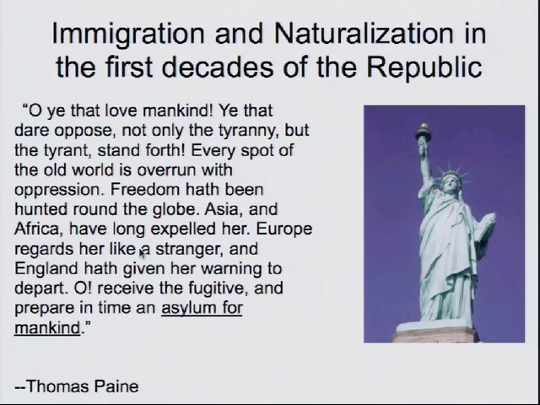I'd like to start with this quote by Thomas Paine, who was a fairly important figure in the Revolutionary period. He wrote a pamphlet called Common Sense, which sold very, very well during the Revolution. And I believe this is from Common Sense. It says, "O ye that love mankind, ye that dare oppose not only the tyranny, but the tyrant, stand forth. Every spot of the old world is overrun with oppression. Freedom hath been halted round the globe. Asia and Africa have long expelled her. Europe regards her like a stranger, and England hath given her warning to depart. O receive the fugitive, and prepare in time an asylum for mankind."